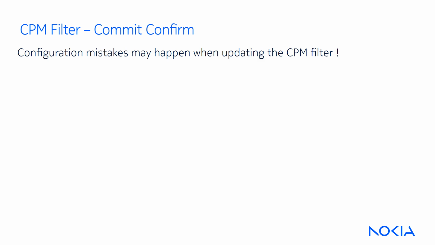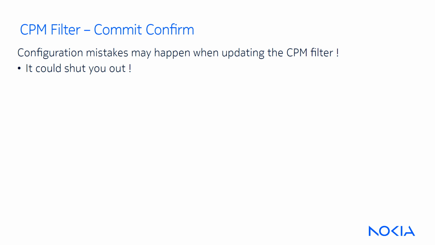Configuration mistakes may happen, but a mistake in a CPM filter can have big consequences. As an example, imagine you are connected to a router and you implement a CPM filter but forget to add your own subnet to the trusted source IP prefix. You'll be kicked out of the router as soon as you commit your config.